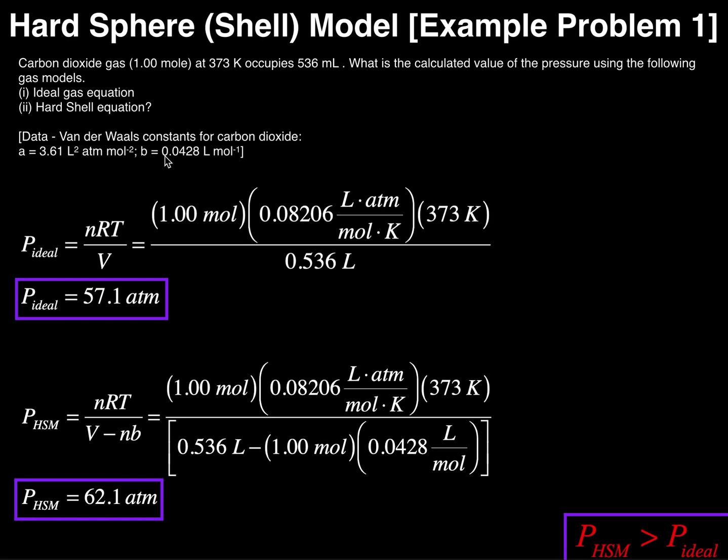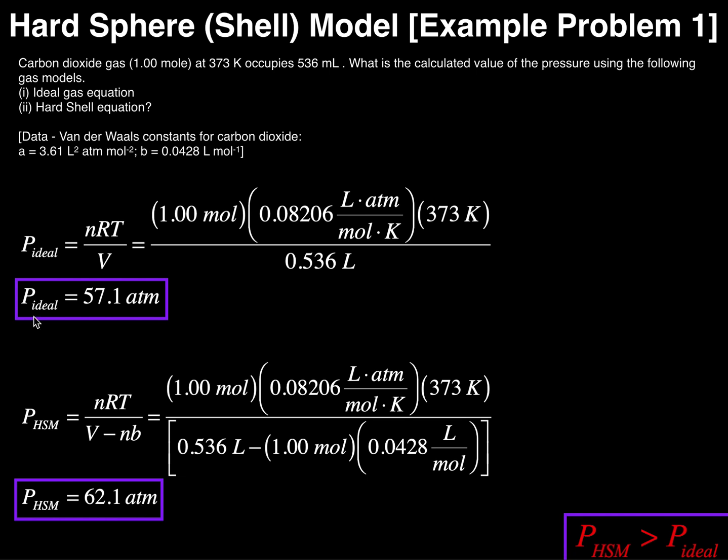And our B is equal to 0.0428 liters per mole. So I'm just going to plug that in down here for B, 0.0428 liters per mole. And if we were to take this quotient, we would find that the pressure according to the hard shell model is 62.1 atmospheres.